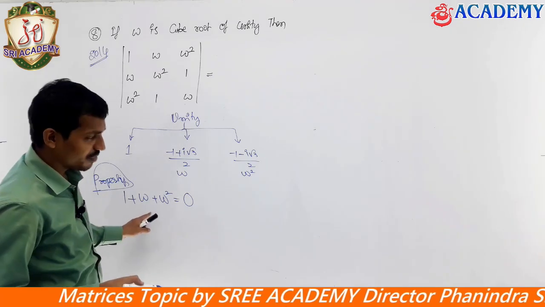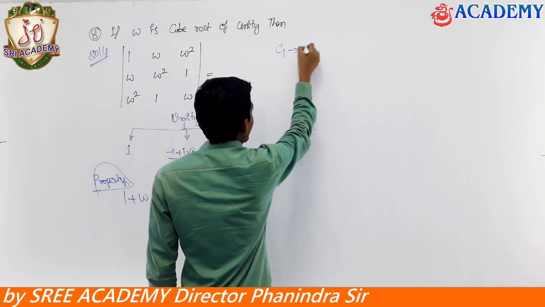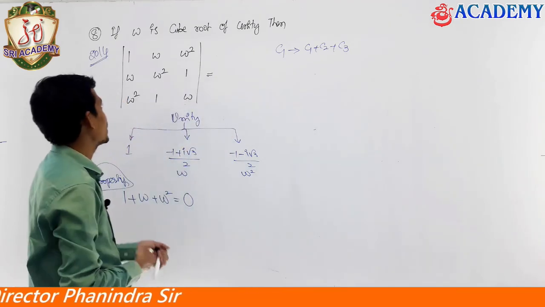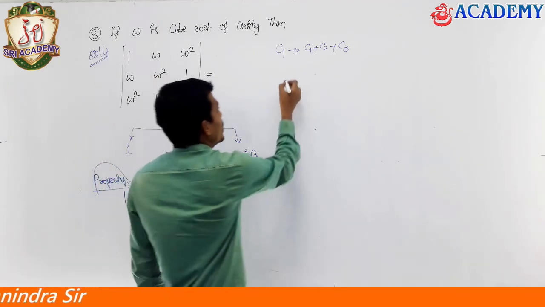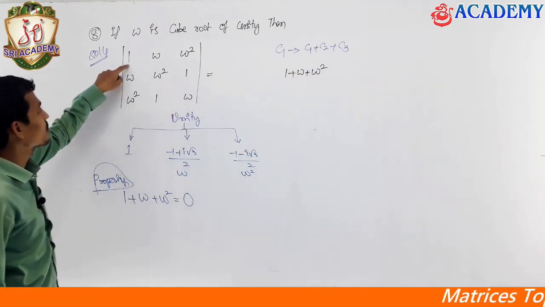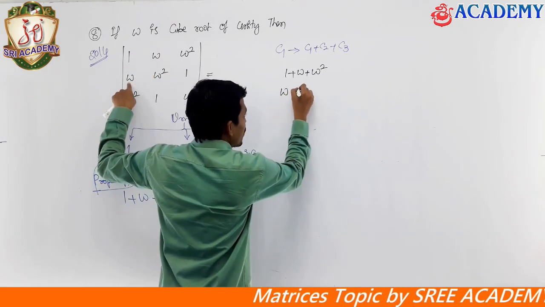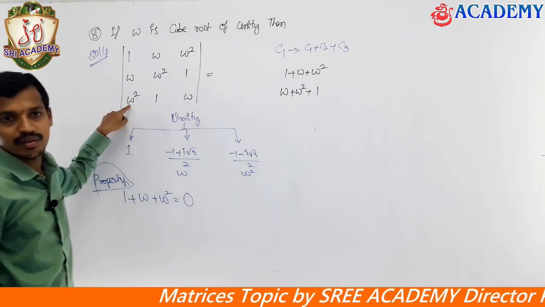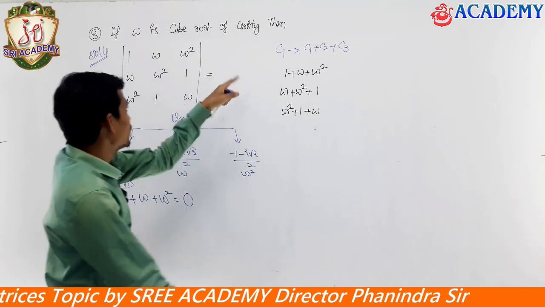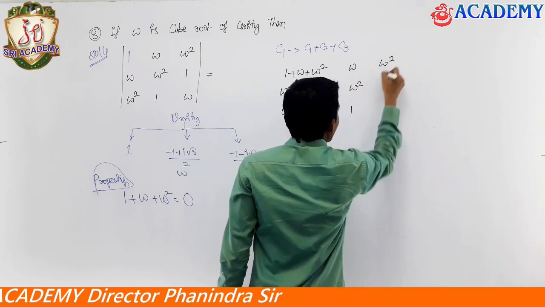We are going to use this property here. How? Simply, in place of C1, I am writing C1 plus C2 plus C3. I am adding these three values, that is, in place of C1, 1 plus omega plus omega square. In place of C2, omega plus omega square plus 1. Here, omega square plus 1 plus omega. Column 1 is over. Next column, that is omega square, 1, omega square, omega, 1.